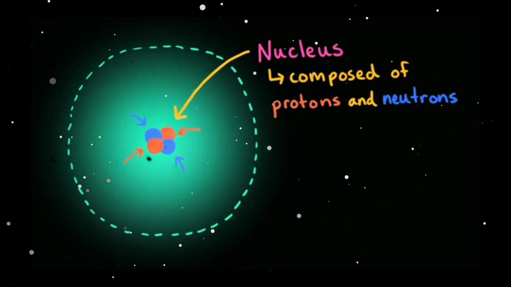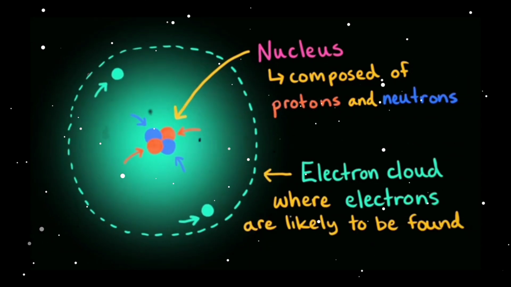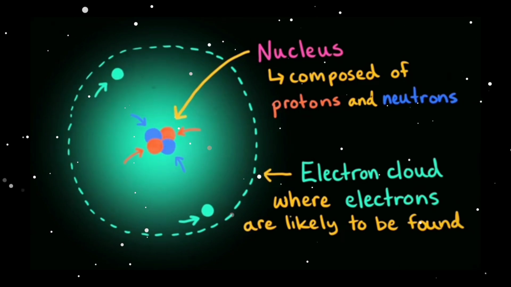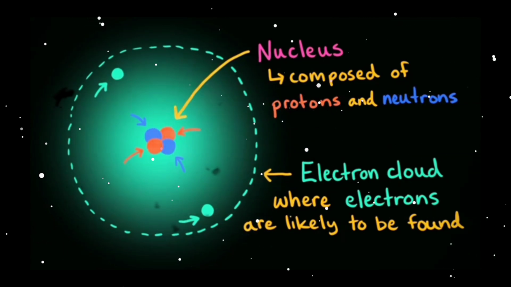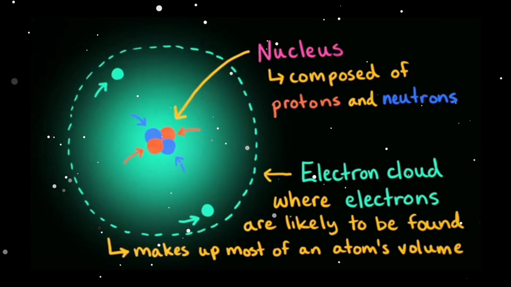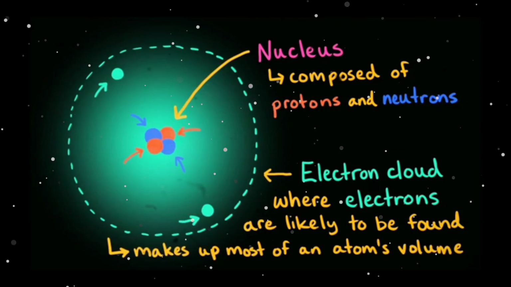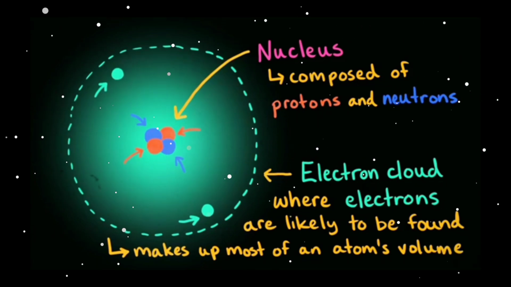Outside the nucleus, we have the electron cloud. This is where electrons are most likely to be found. I've drawn the nucleus much larger than it really is, but an atom's electron cloud can be 100,000 times larger than its nucleus. So the electron cloud actually makes up most of the atom's volume.